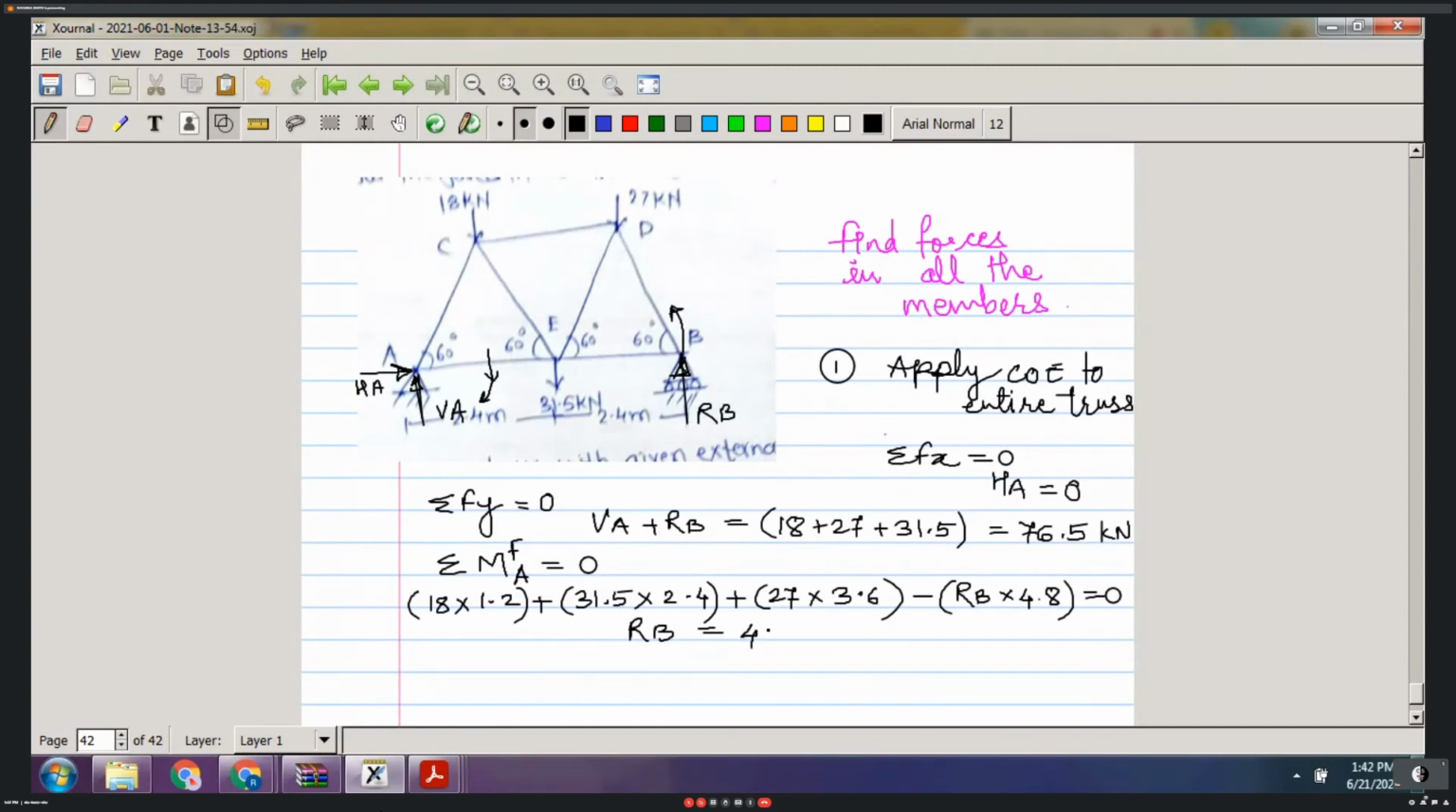40.5. Put this value in the first equation, that is VA plus RB is equal to 76.5, so that you will get the value of VA equal to 36. So HA is 0, VA is 36 and RB is 40.5. Is it clear? Up to here everyone should have understood, I don't think there should be any doubt.